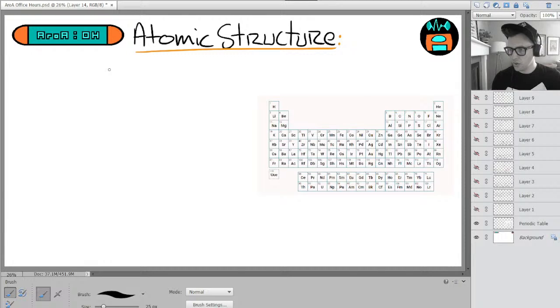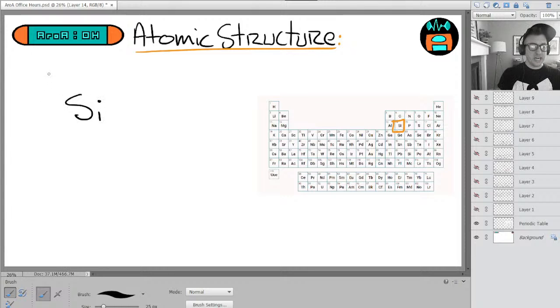I'm sure you've been exposed. Some of you may have been exposed to this before. Some of you haven't. It'll be a review for some, but I want to just make sure we're all on the same page. So, for example, I'm going to highlight everyone's favorite element, silicon.